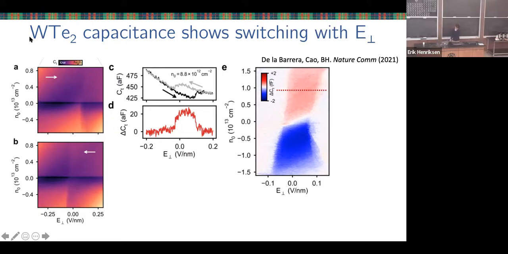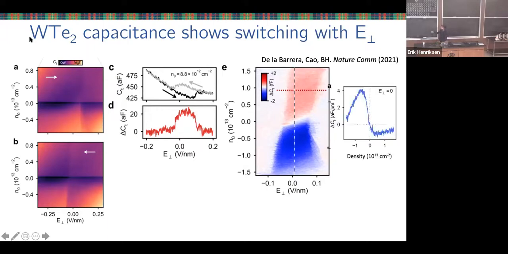Okay, and the thing that we can do that is not possible in the transport measurements is we can now measure what the dependence of this switching, this polarization, is on the number of carriers in the system. What you can see is that the difference in top and bottom goes away at relatively large hole densities, and it goes away at relatively high electron densities. And somewhere in the middle, you have a largish polarization of the material that has a fairly strong electron-hole broken symmetry character to it.